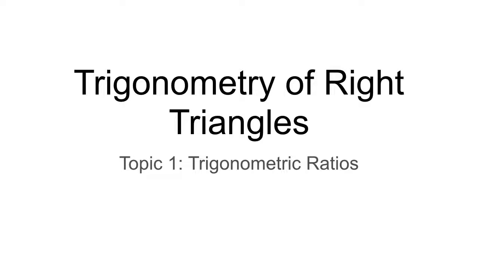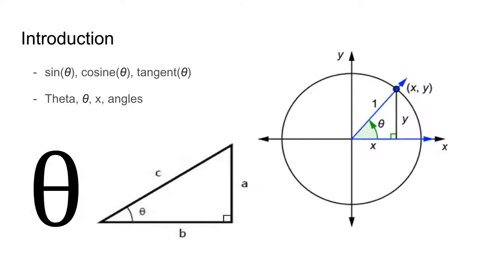In this video, we will be discussing the trigonometry of right triangles. Our first topic is going to be the trigonometric ratios. We're going to begin by introducing the three basic trigonometric ratios. These are sine, cosine, and tangent. For each of these ratios, we will be applying them to an angle. Throughout this video, we will be referring to an angle as theta.